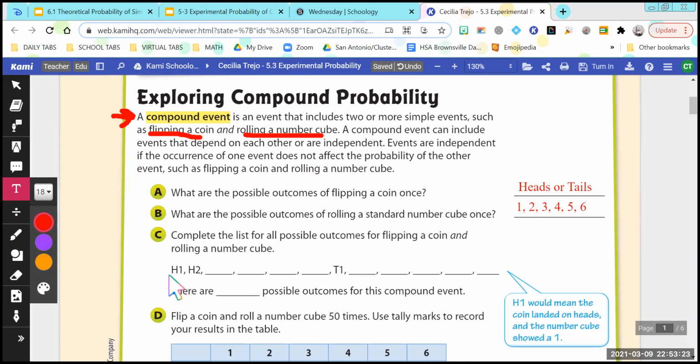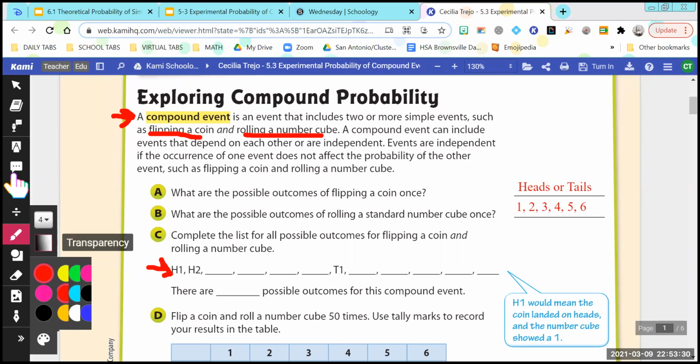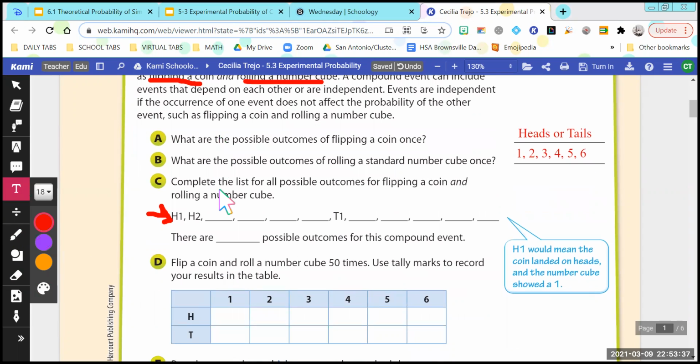So they went ahead and I am right here. Just so you know where I'm at, I'm right here. Okay, put a little arrow. So they went ahead and they have this listing available. Some of them are there and there are some that are blank. So we have the ones that are there. We have H1, H2, blank, blank, blank, blank, T1, blank, blank, blank, blank, blank, right? All those blanks we need to fill in.